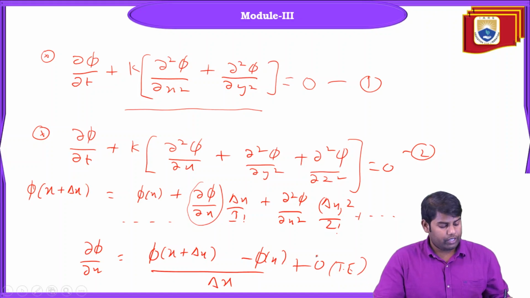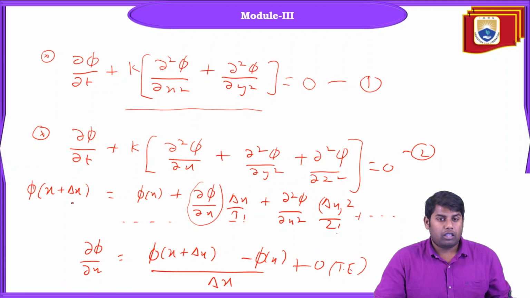For this equation, we apply whatever the formulations 1 and 2 we have. Here you can see this is ∂φ/∂x. Similarly, ∂²φ/∂x² also we will get from this formulation. So this is the initial formulation which we have, and using this approach we are calculating. Okay, so let's do this.